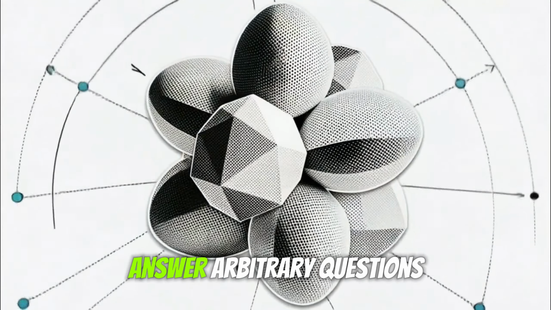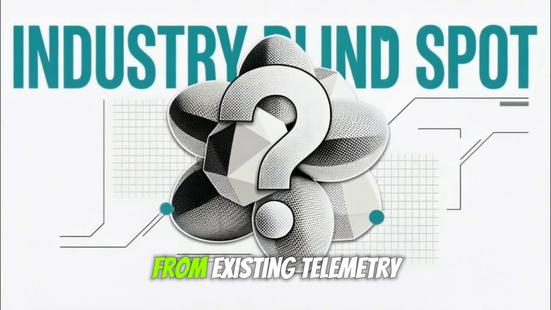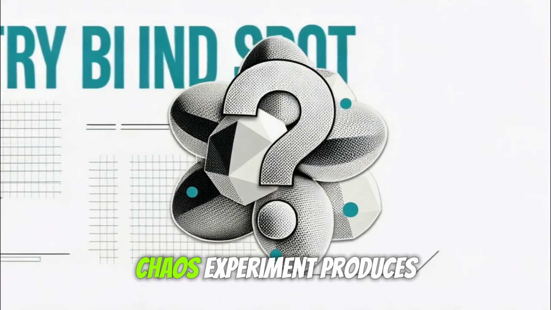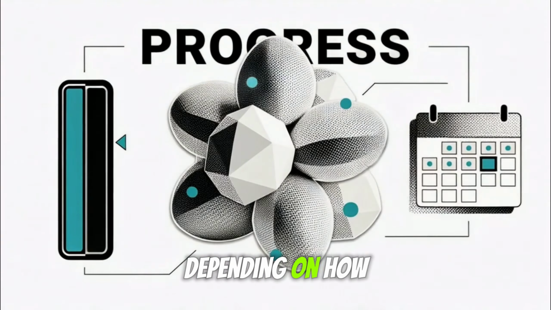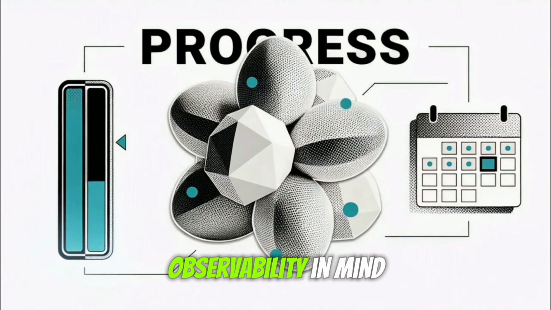If you cannot answer arbitrary questions about your system's behavior under normal conditions from existing telemetry, you will not be able to interpret anything a chaos experiment produces. For most teams, this takes 2 to 4 weeks, depending on how many services need instrumentation and how many were built without observability in mind.